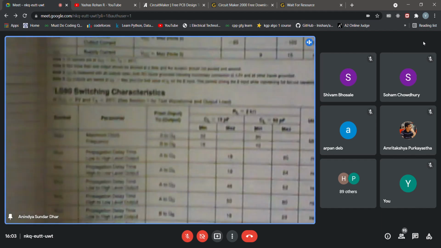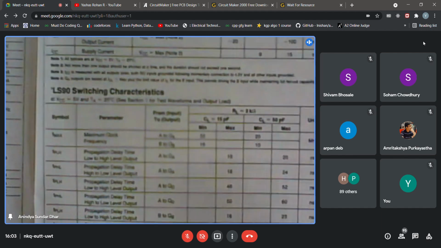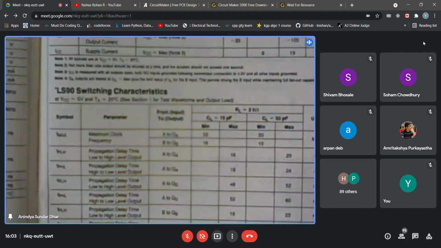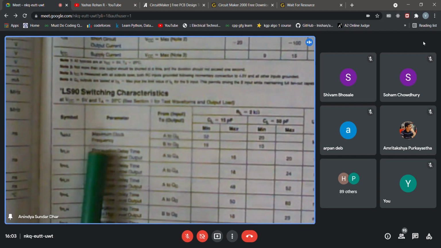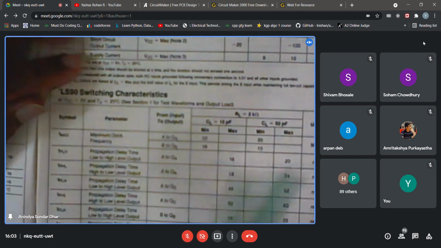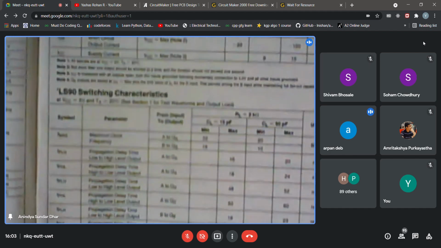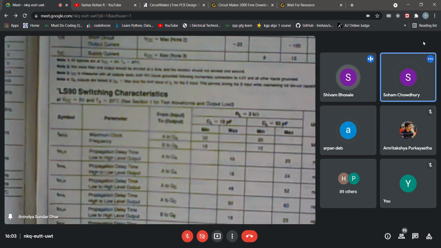And whatever I was drawing, right now you need not bother about the rest of this. For example, it is saying switching characteristics. Can you read it, is the focus okay? It's blurry, sir. It's unreadable. Can you send the photos?